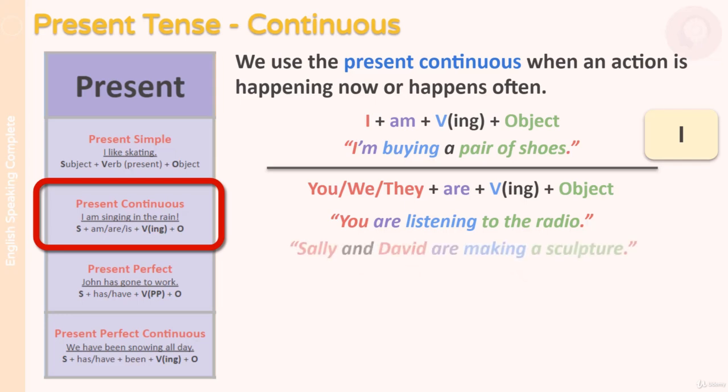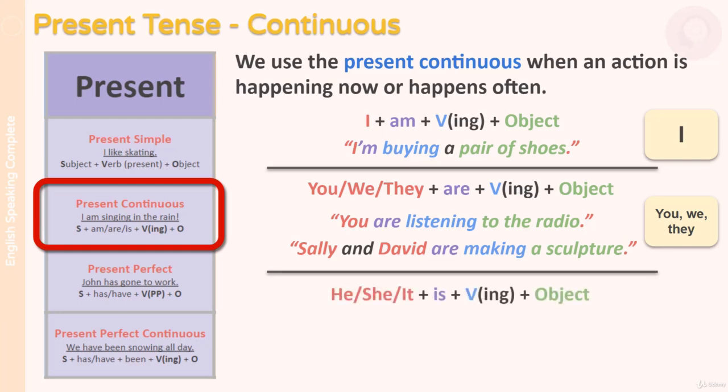Here's another example. Sally and David are making a sculpture. So this would be Sally, she, and David, he. So you might think, why not Sally and David is? But because there are 2 of them, the real pronoun here would be they. Sally and David, they. They are. Sally and David are making a sculpture. So we use are for you, we, and they.